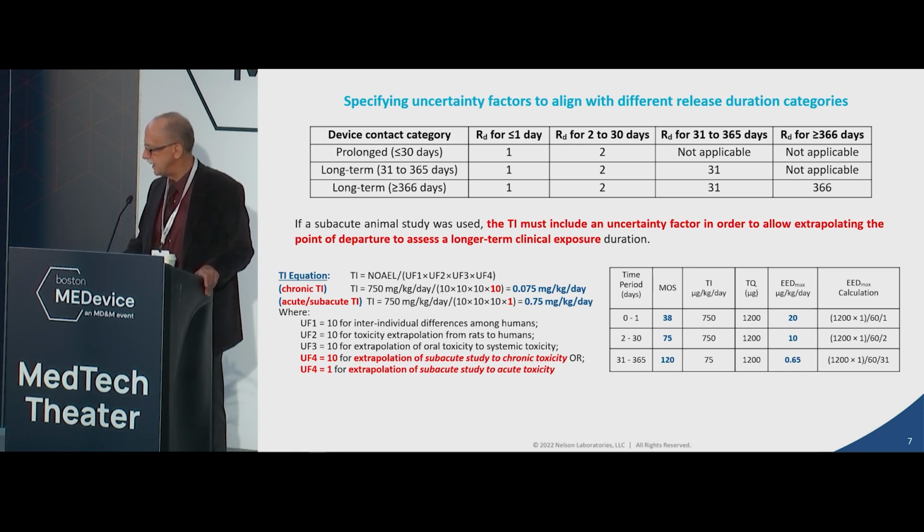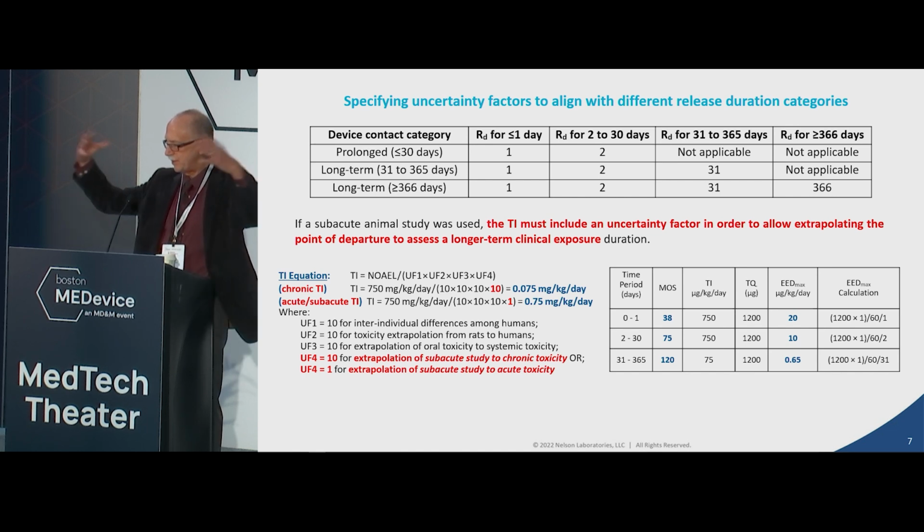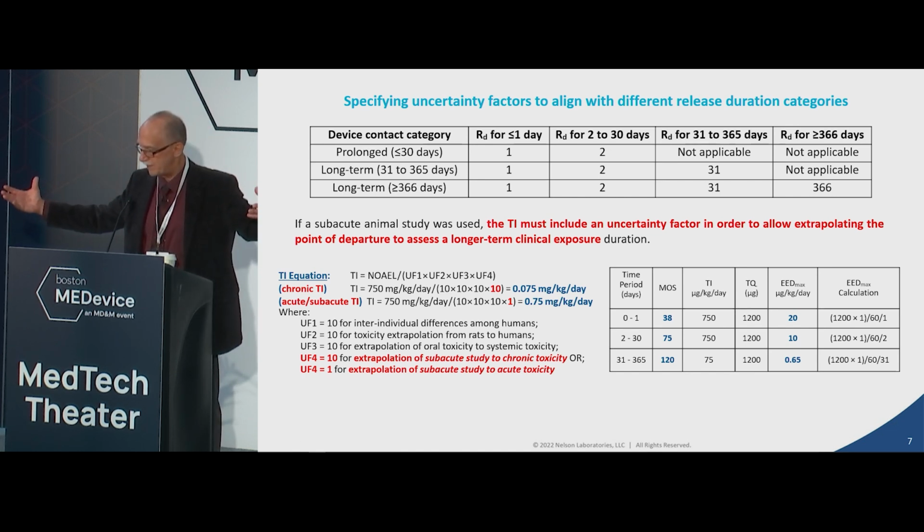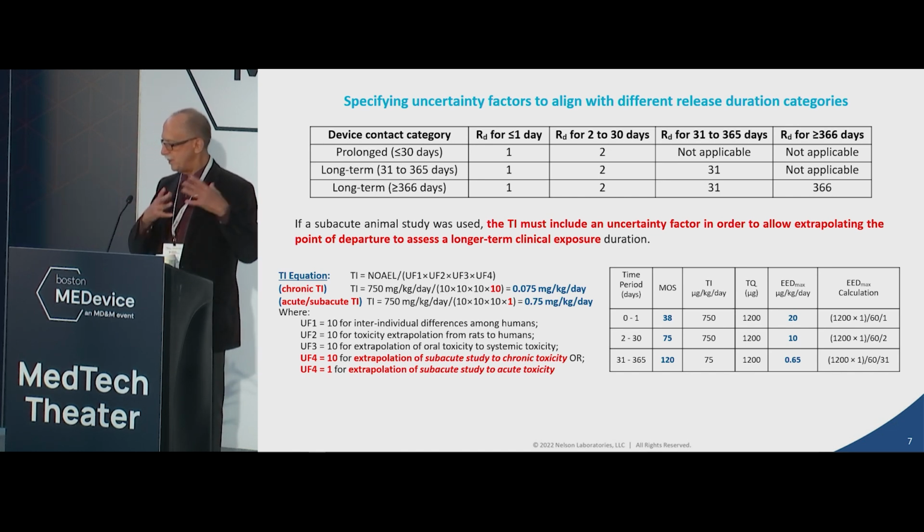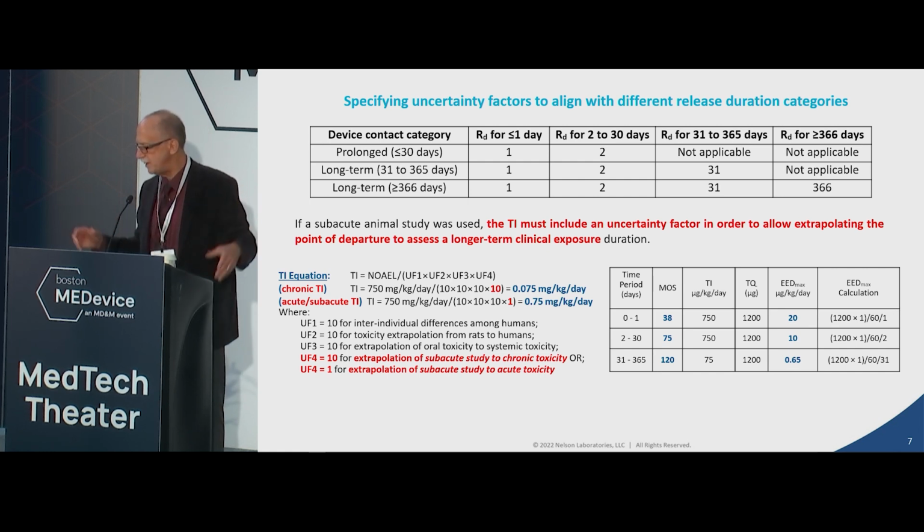And inversely, the estimated exposure dose is divided by a larger and larger denominator as you go down to longer durations, because you're distributing that dose, the total quantity, into 1 day of exposure, or into 2 days of exposure, or into 31 days of exposure, and hence often those two effects cancel each other out.